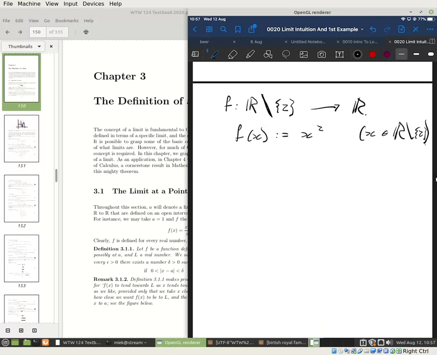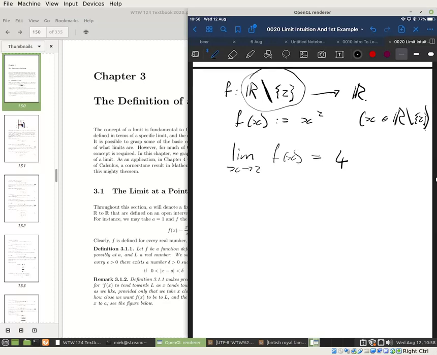Okay, so let us talk about the following limit. The limit as x tends to 2 of f of x, intuitively that is 4. So notice here this function is not defined at 2 because 2 is not in its domain. But the limit as x tends to 2 of f of x is 4.